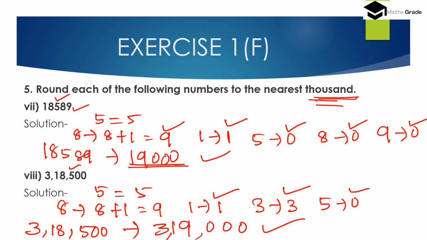Now 3,18,500 rounded to the nearest thousand is 3,19,000. Now 18,589 rounded to the nearest thousand is 19,000. And 3,18,500 rounded to the nearest thousand is 3,19,000.